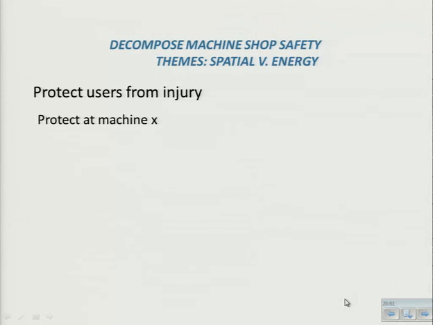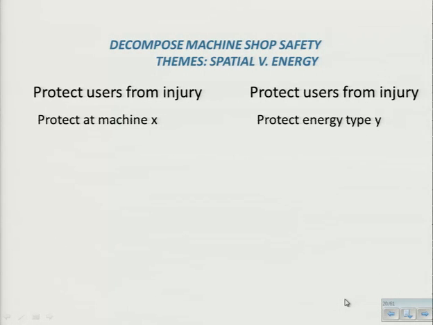All right, let's take a look at an important kind of manufacturing problem that relates to safety in the machine shop. So there are 2 themes that we might use to decompose it. One would be a spatial kind of theme: let's protect each user at each machine. Another might be energy type: let's protect people from electrical energy, mechanical energy, thermal energy, different kinds of things. Kinetic energy is a different form of mechanical. So here is the energy, and here is essentially the spatial theme.